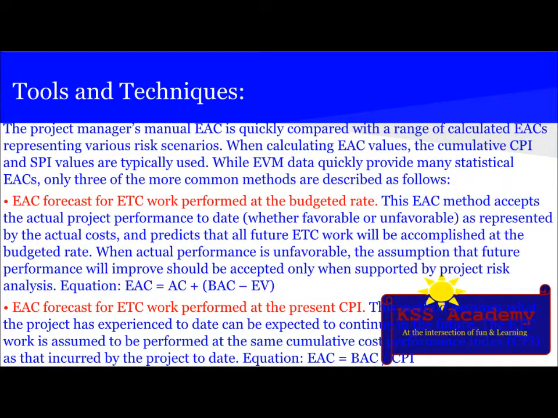The project manager's manual EAC is quickly compared with the range of calculated EAC representing various risk scenarios. When calculating EAC values, the cumulative CPI and SPI values are typically used. While EVM data quickly provide many statistical EACs, only three of the more common methods are described here. So the first method is EAC forecast for ETC work performed at the budgeted rate.